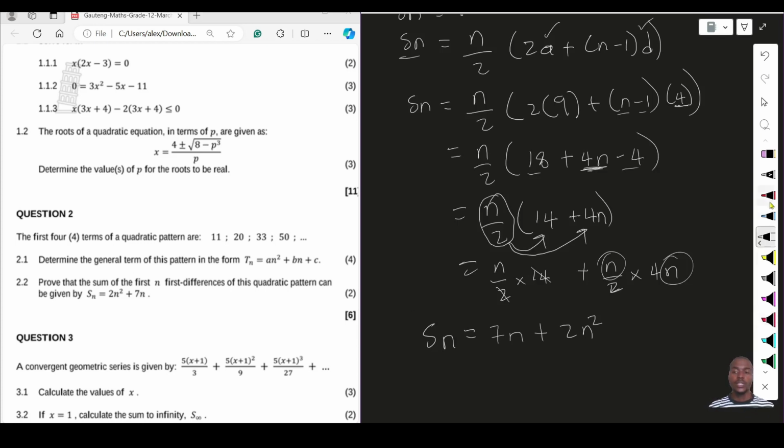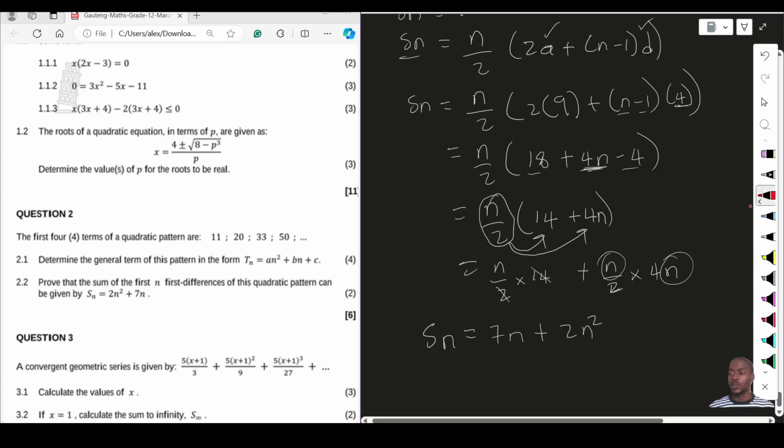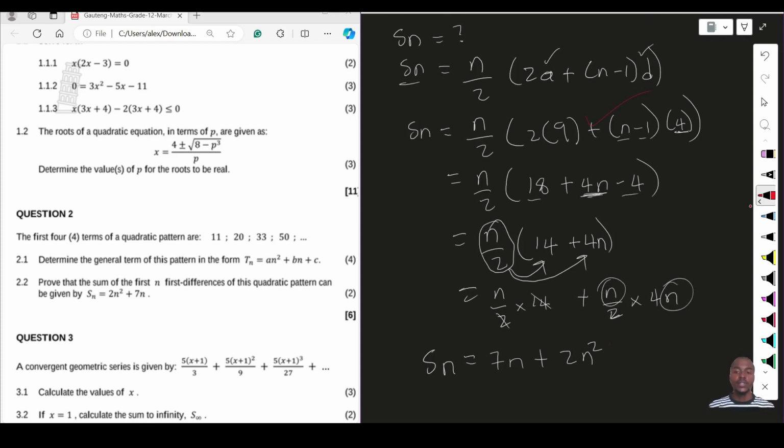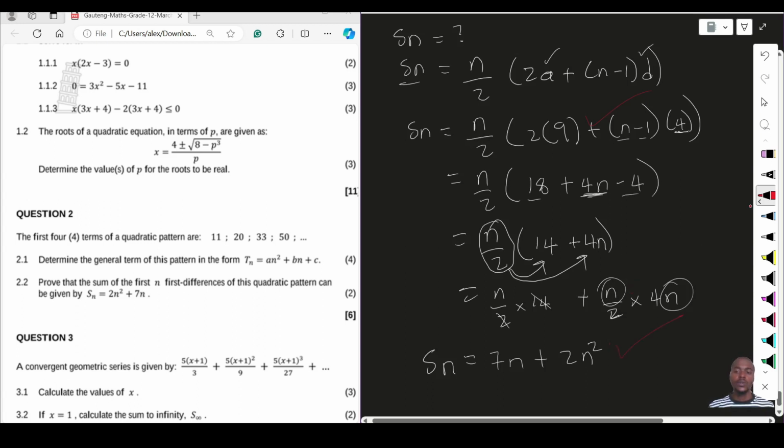Let's look at the mark allocation for this one. The mark allocation is correct substitution, then simplifying it. Either here or there they're going to give it, but it's 2 marks at the end of the day.